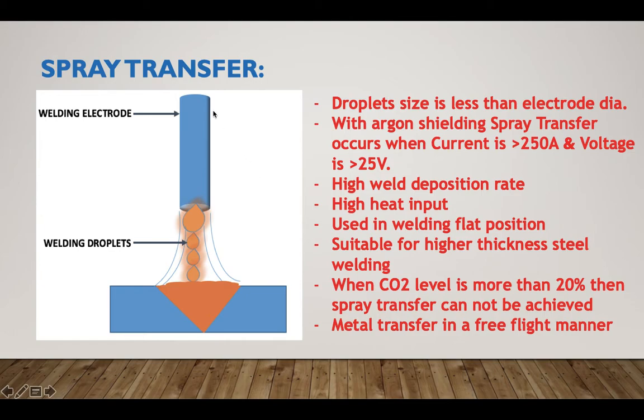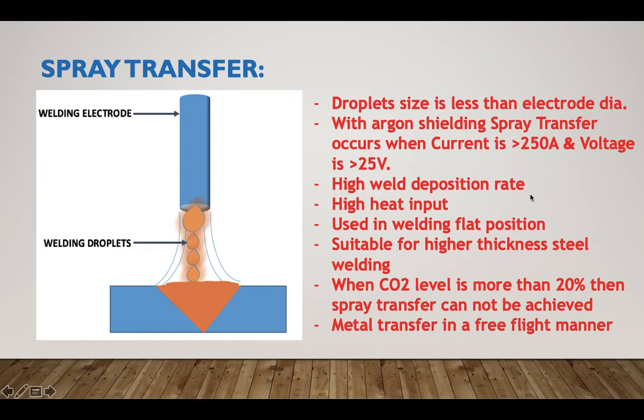So what will be there in the spray transfer? You can see from the image there is a welding electrode and some welding droplets are coming out of the electrode. So what are the main characteristics of spray transfer? Droplet size is less than the electrode diameter, as you can see from the image. With argon shielding, spray transfer occurs when current is more than 250 ampere and voltage is more than 25 volt. So this is the primary requirement.